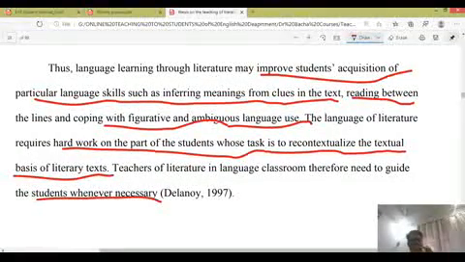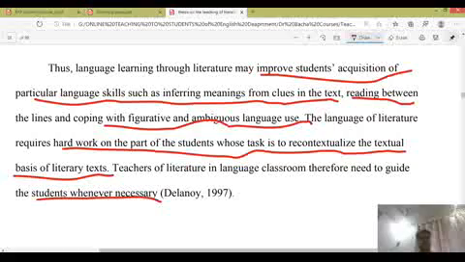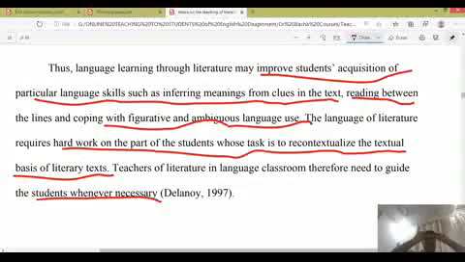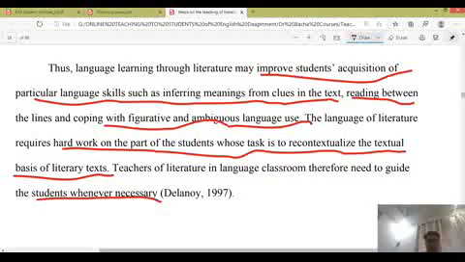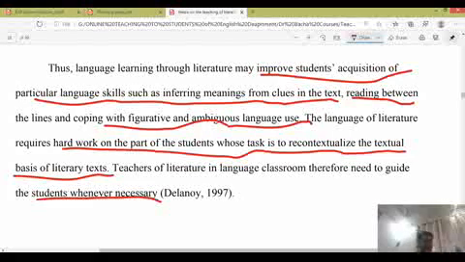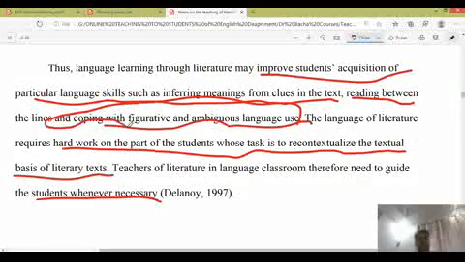Thus, we can say that language learning through literature improves students' acquisition of particular language skills, such as inferring meanings from clues in the text. For example, you take some clues from the text, which definitely develops your linguistic and language skills. And reading between the lines, sometimes at a deeper level: you are supposed to look at the text and read between the lines, which means you have to understand the deepest meaning. And then coping with figurative and ambiguous language. Students of literature are made to understand figurative language, indirect language, and ambiguous language.